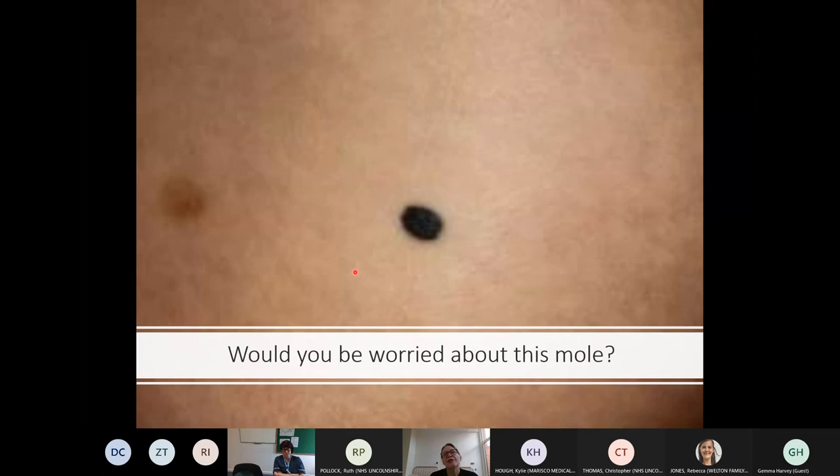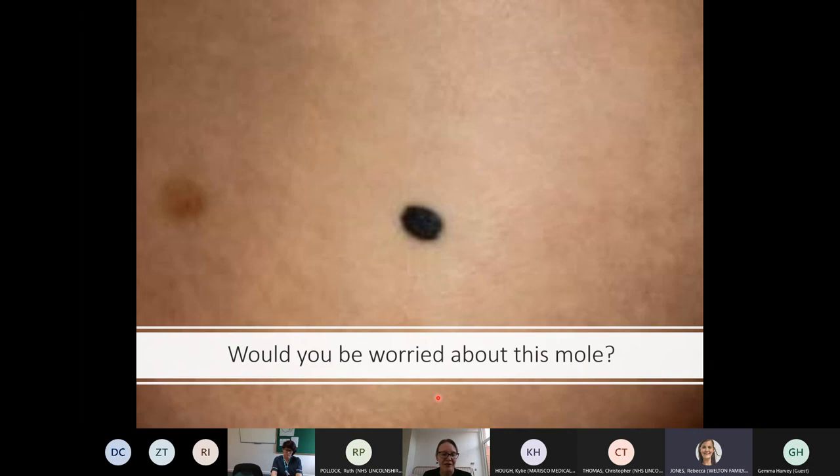So what do you think about this? The history here would probably be a teenager or young adult who maybe the mum said, go and see the doctor because you've got this really dark mole on your face. You commonly see them on foreheads and things. What would you be thinking? Would you be worried about this mole?